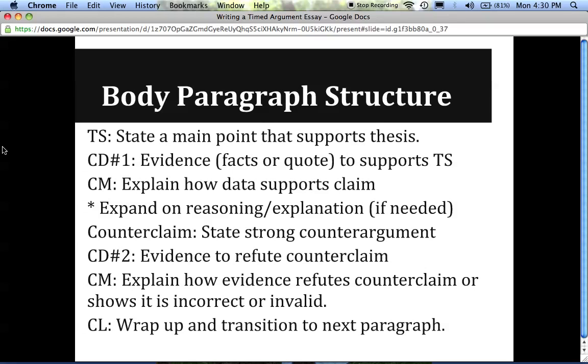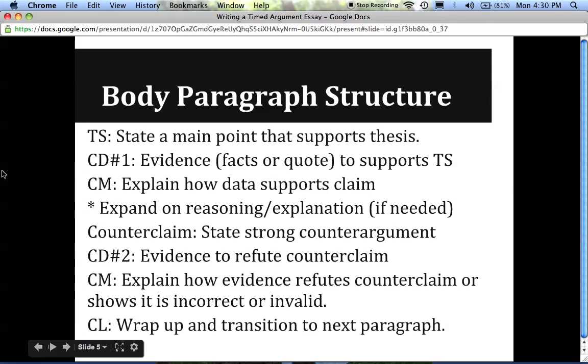You follow that directly with commentary. Your commentary is where you're going to explain how the fact or the reference or the statistic or even the quote, how that data supports the claim you have made in the topic sentence and then, of course, in the thesis. I put a little asterisk because if you have time and you can, you're welcome to expand on the reasoning and explanation if you feel it's needed. But one strong piece of commentary is enough for a timed piece.